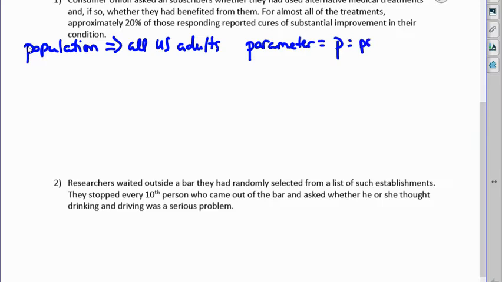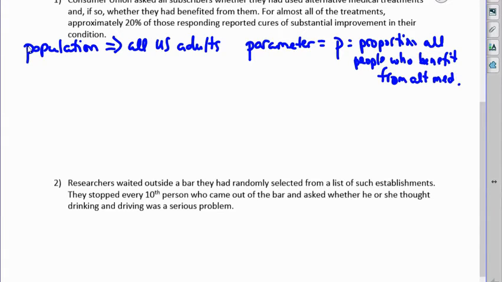And so the parameter that they're trying to describe about these US results would probably be a P for proportion. That's the proportion of people who benefit from alternative medicine. Okay, so that's what they're probably trying to do. And so that's going to come up with a percent because they're asking people categorical data, like whether or not they benefited, yes or no.